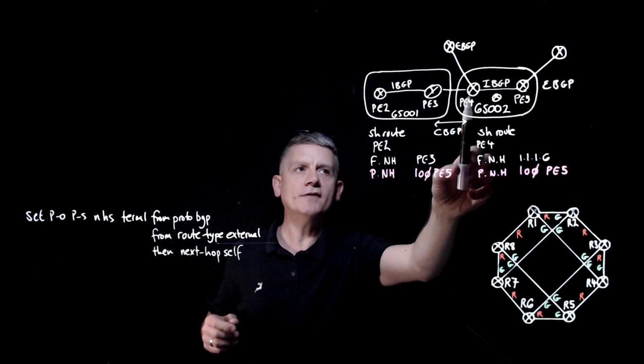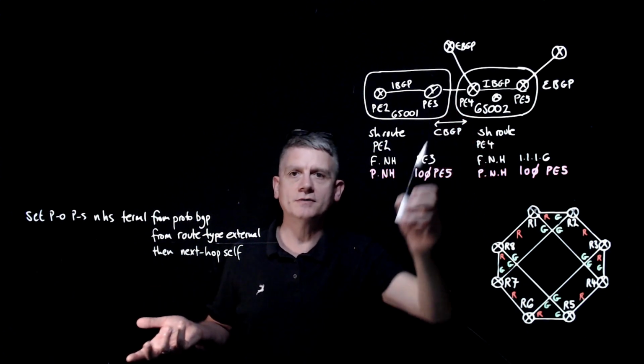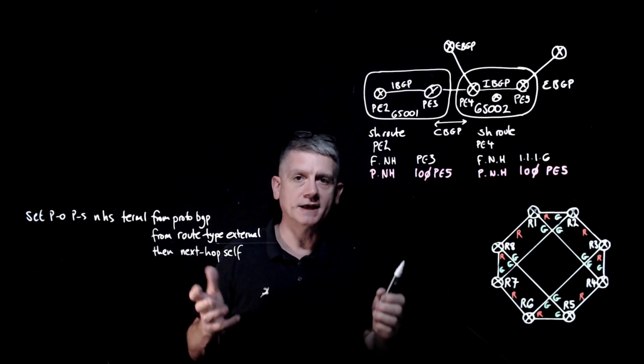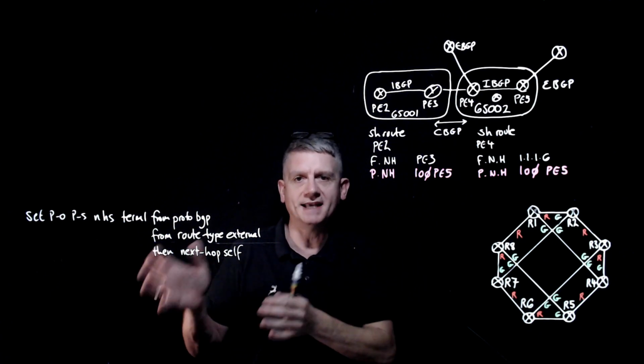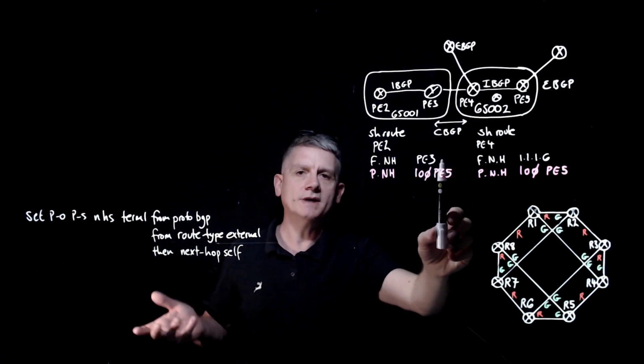So, if PE4 was to send this route out to true EBGP, it would of course change the next hop. It's part of the function of IBGP to EBGP. However, what's it going to do across CBGP? Well, let's take a look.